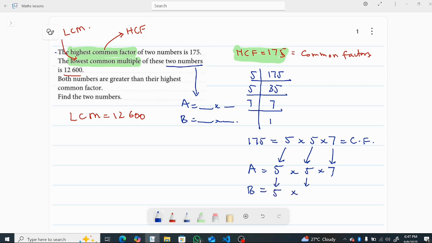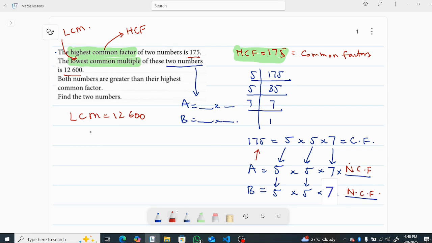5, then the same 5, and then 7. So now A and B both have the same common factors, but what are the non-common factors? The other factors, which we don't know about, are making the two numbers different, but we know that the common factors are 5, 5 and 7. So the others must be non-common factors. I'm writing NCF in short form to mean non-common factor. The common factors are coming from the HCF, which was already given to us as a hint.